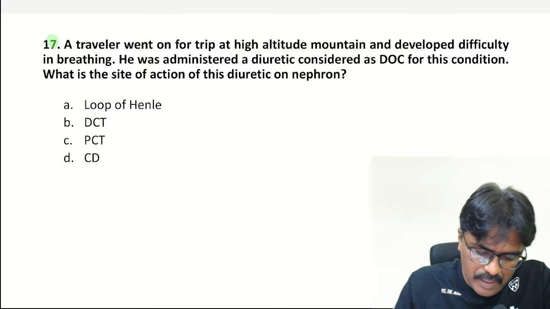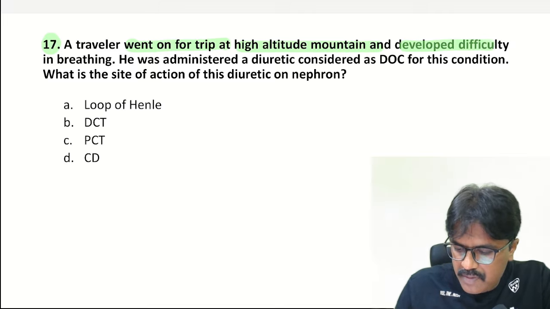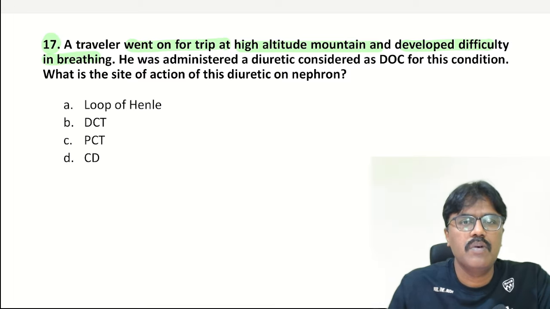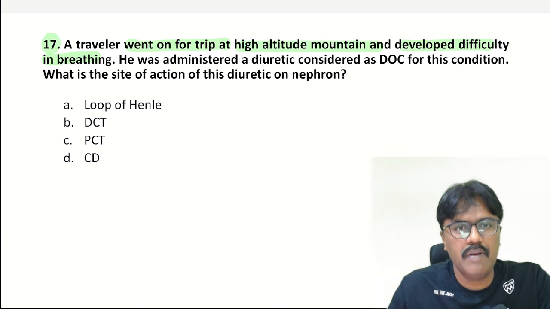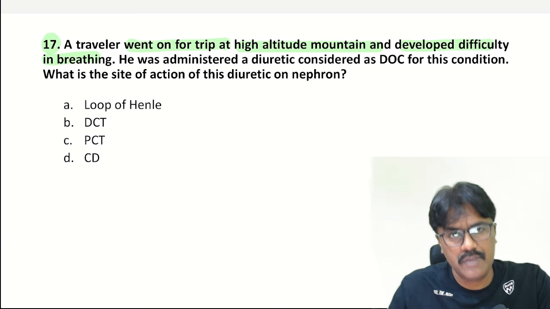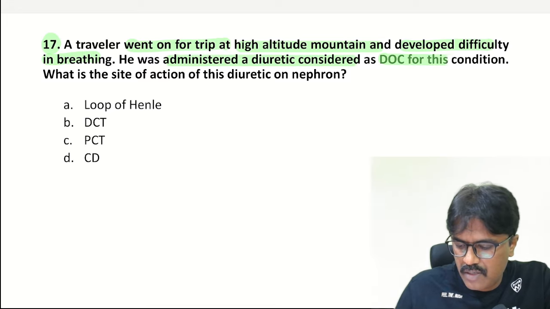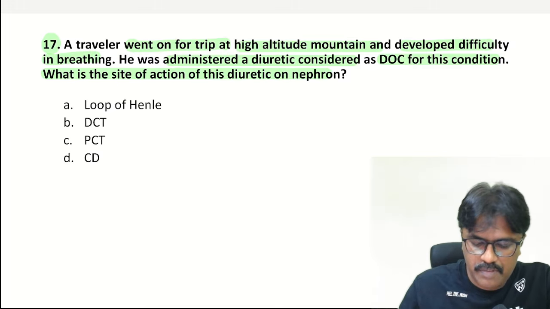Question number 17. A traveler went on a trip at high altitude mountain and developed difficulty in breathing. You know that when you go to high altitude, the oxygen levels are very low and you develop hypoxia. This condition is called high altitude sickness or acute mountain sickness. He was administered a diuretic, considered the drug of choice for this condition. What is the site of action of this diuretic on the nephron?